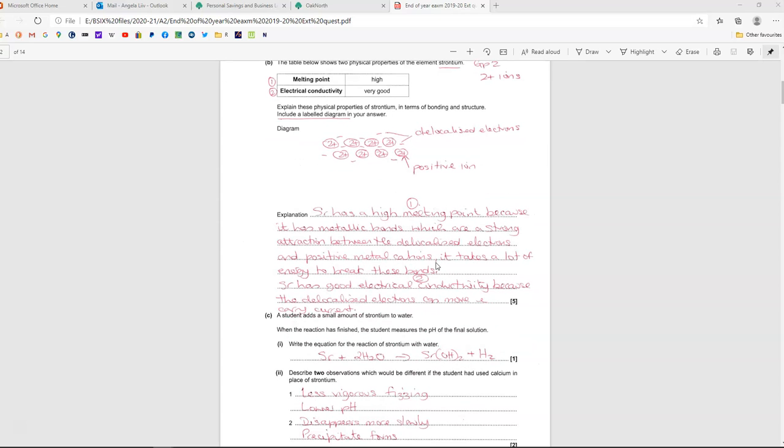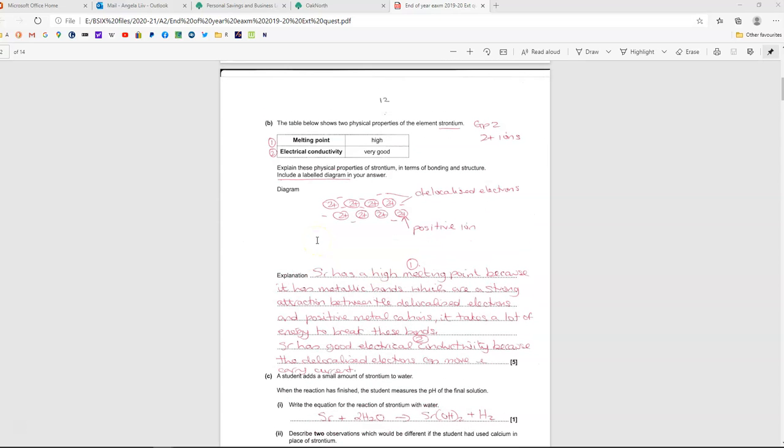Okay, this question tells you that strontium has a high melting point and good electroconductivity, and it asks you to explain the properties, including, and it's quite specific, that you have to include a labelled diagram, which some of you didn't do. So you lost like 2 or 3 marks, I can't remember, for not including a labelled diagram.